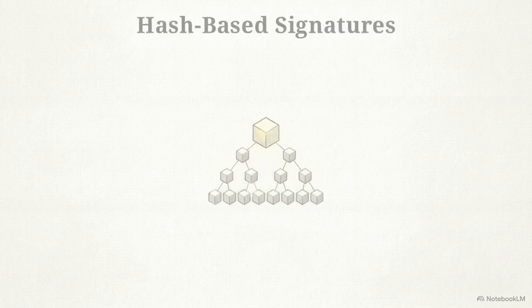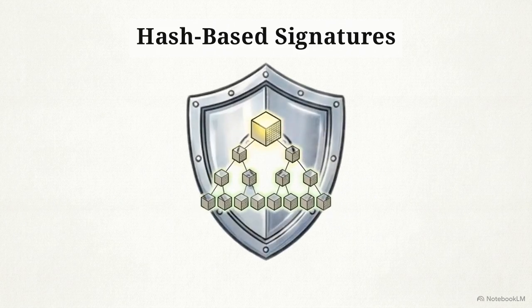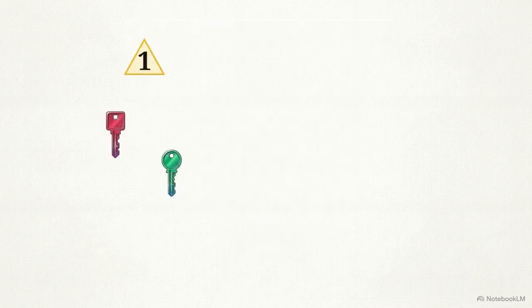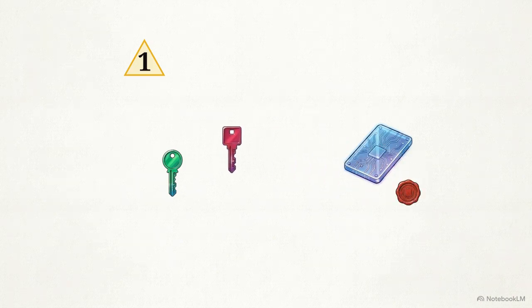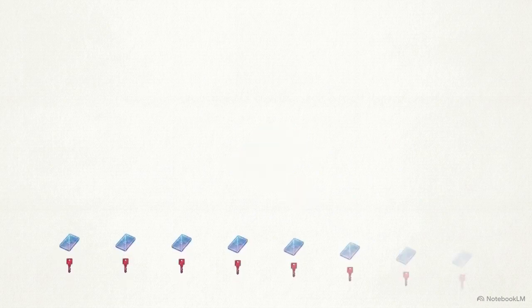The solution lies in hash-based signatures, such as the Lamport signature. Instead of relying on prime numbers, these systems draw their security from cryptographic hash functions, making them resistant to quantum attacks. The major drawback of basic hash-based signatures is that the key pairs are single-use. Once you sign a document, that specific key pair is exhausted and must be discarded. We solve this limitation by deploying a Merkle tree.